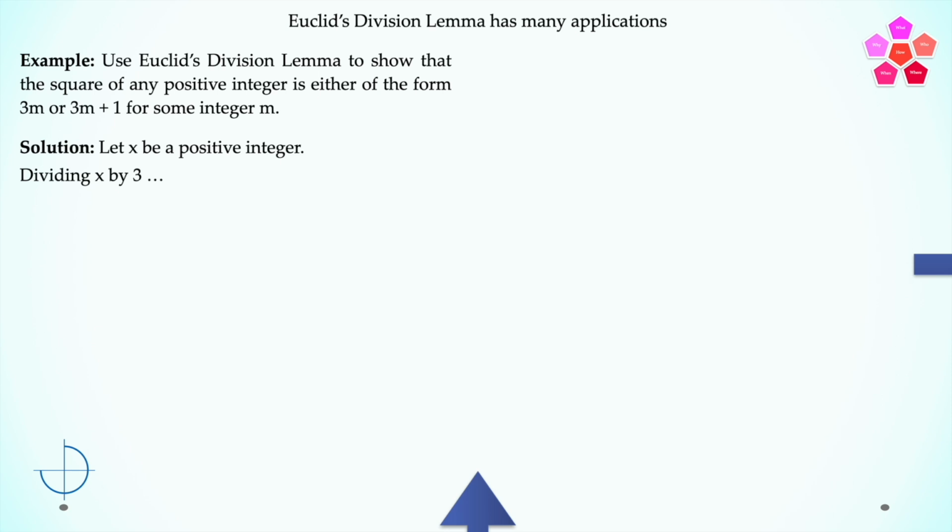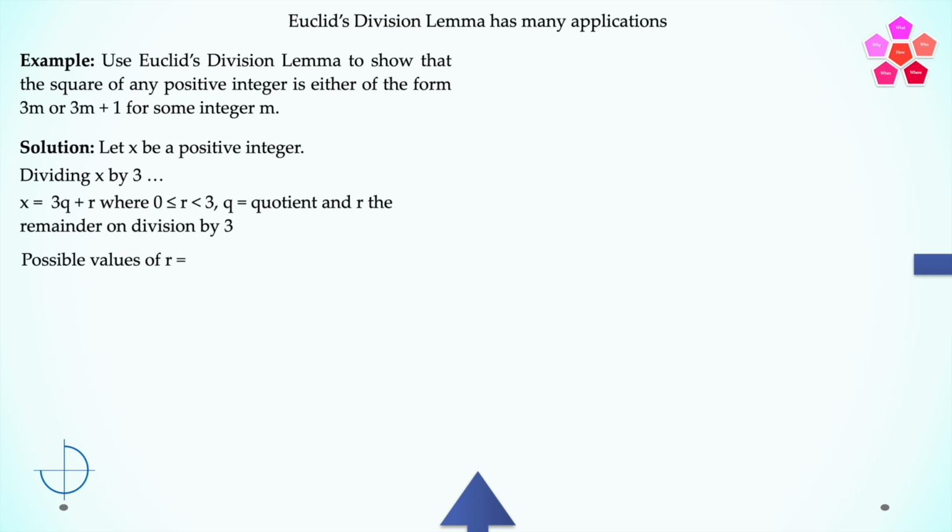Dividing x by 3, we can apply Euclid's division lemma and state that x is equal to 3q plus r, where r lies between 0, and can be equal to 0 also, but is always less than 3. q is the quotient and r is the remainder on division by 3. Now the possible values of r can be 0, 1 or 2.